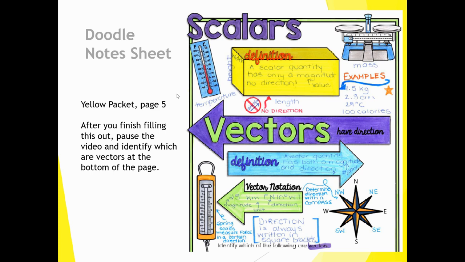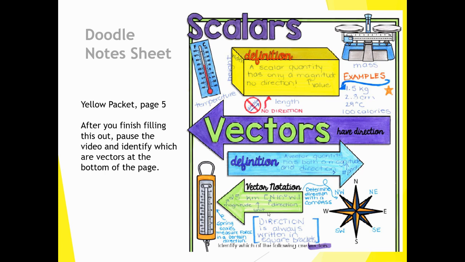We've got a thermometer measuring temperature. We've got this block that has height, width, and length. And we've got examples of 1.5 kilograms, 2.3 centimeters, 29 degrees C, and 100 calories. Notice none of these have directions. Whereas the vector quantities have direction. The definition is a vector quantity has both a magnitude and a direction. So it has a number part and a direction part.